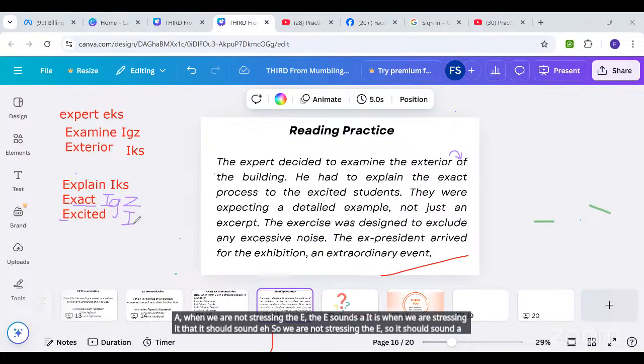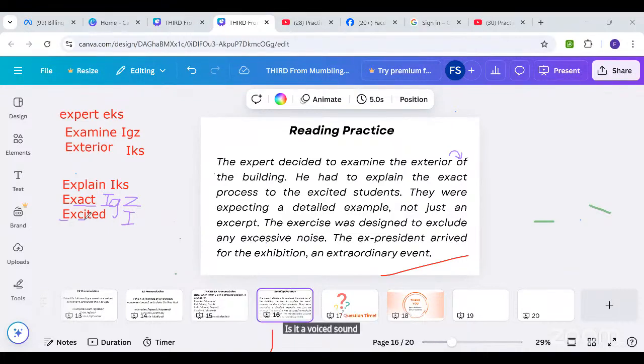Now the sound that we have after the X, is it a voiced sound or voiceless sound? Voiceless. Because it's voiceless, the X, what sound should it make? Is it guz or kus? Kus, that's correct. So please pronounce the word correctly now.